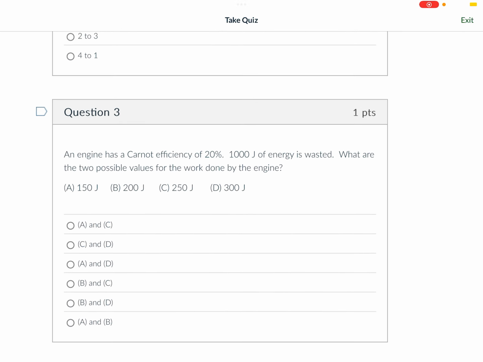Okay, engine has Carnot efficiency of 20%, 1,000 joules of energy is wasted. What are the two possible values for the work done by the engine? Carnot efficiency means the maximum possible efficiency. Oh Lord, there are 6 options to choose from. So, 200 joules, that's 20% of it. Oh, that's a rookie mistake right there. You can't just say 20% of 1,000. That means 1,000 joules of energy is wasted.